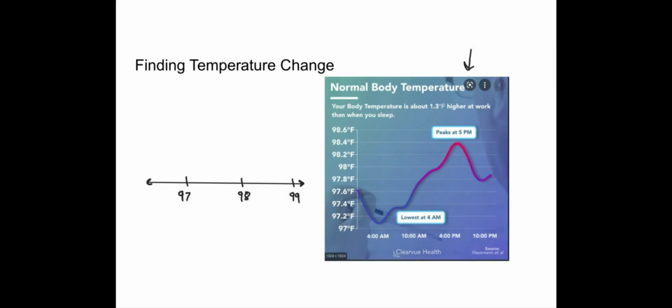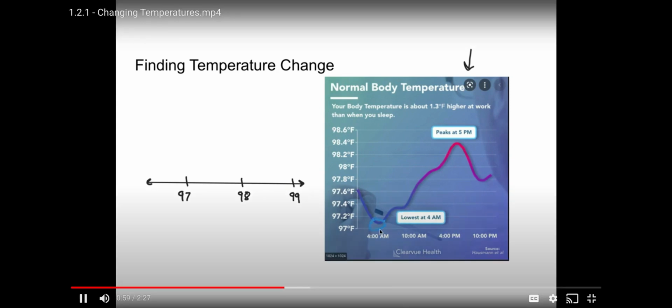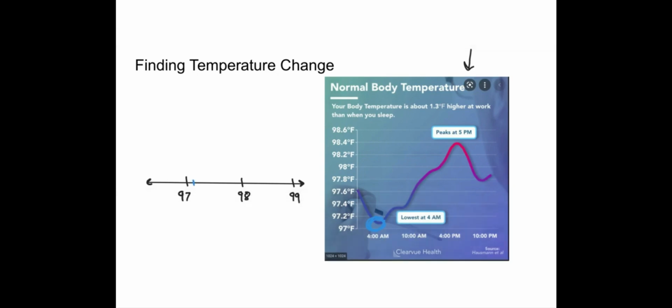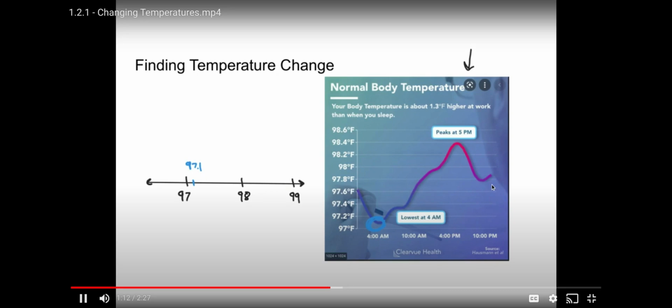And now let's put our starting temperature down. Our starting temperature would be right around in here somewhere. I'm going to call that 97.1. And I'll put that on my number line about right here. There's 97.1. And then we want our ending temperature. Call around right there, and I'm going to just call that 98.4. That's close enough.